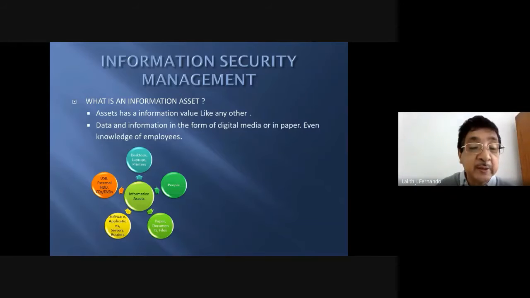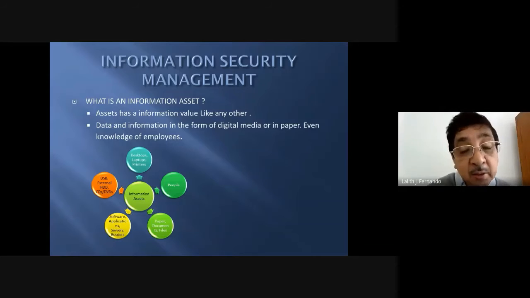Now you can just look at this diagram. You can see information assets. What are the types of information assets here? Now, starting from desktops, laptops, printers.